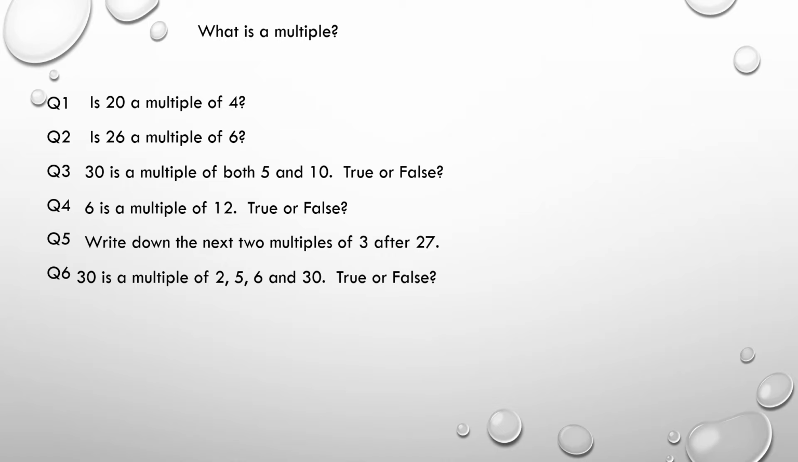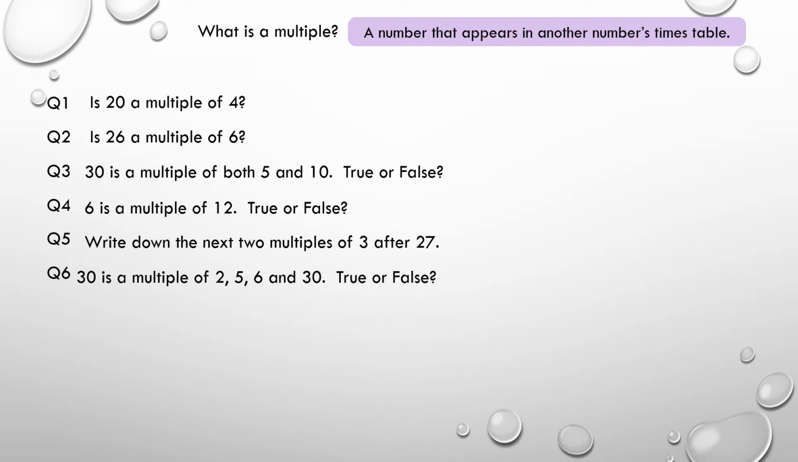Quick recap then. What is a multiple? A multiple is a number that appears in another number's times table. So for example, in the 2 times tables, 4, 6, 8 and 10 are all multiples of 2. So we should pause the video here and have a go at these 6 questions.